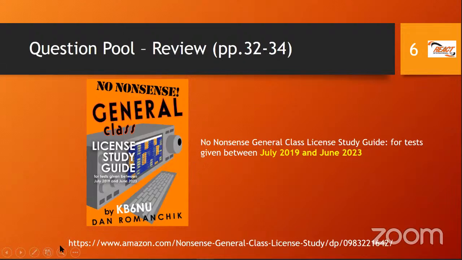Also, the link to the book on Amazon is below. So anyone who wishes to purchase the book, you can go on Amazon and get it. Make sure that you get this version for questions between July 2019 and June 2023. There's an older version of the book. Nothing wrong with it, but you might as well get the latest version because it has all of the current questions in the question pool.